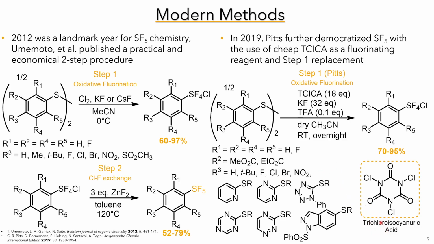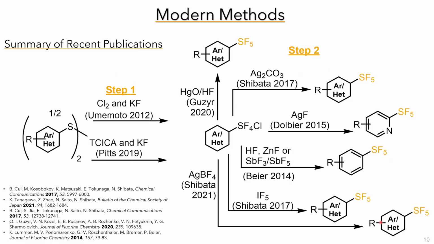So to summarize the modern developments now in SF5 synthesis, we have our first step, which is that oxidative fluorination can be done either through the Yamamoto method with chlorine gas or with the TCICA, and that tolerates both aryl and heterocyclic diaryl disulfides to obtain the trifluorosulfonyl chloride. And from there, step 2, the Cl-F exchange, can be done in a variety of methods. And these are now the most recently published routes.